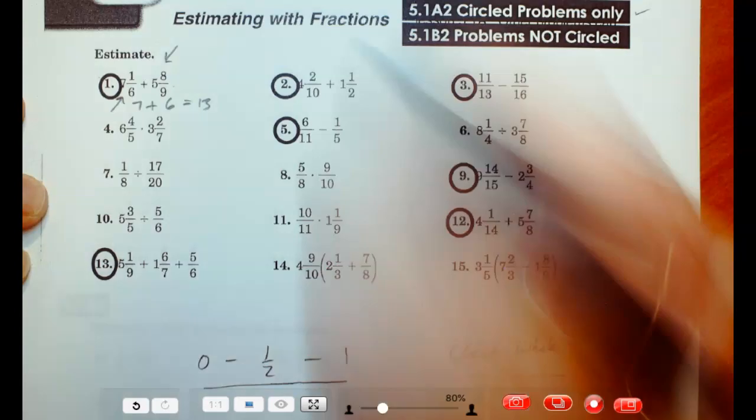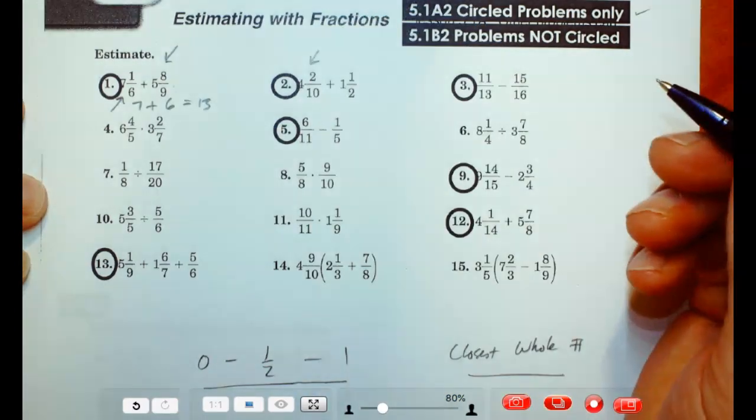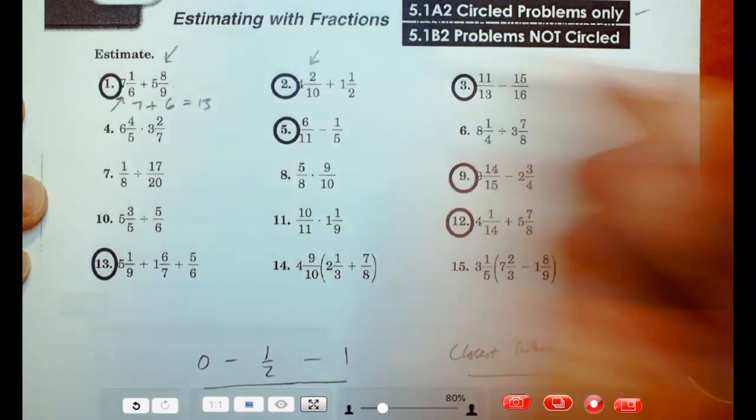4 and 2/10. Okay, again, I'm looking at the mixed number here. So it's 4. Is it closer to 4 or is it closer to 5? Well, it's really closer to 4.